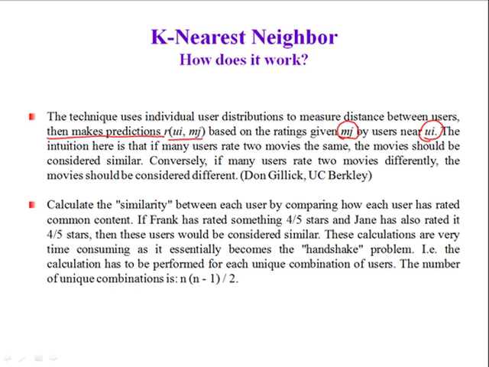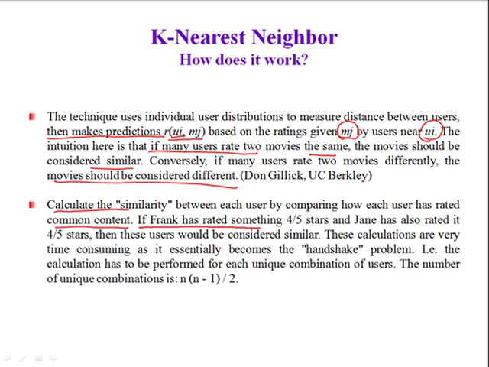Rating of item Mj given by user Ui. The intuition here is that if many users rate two movies the same, the movies should be considered similar. Conversely, if many users rate two movies differently, the movies should be considered different. Calculate the similarity between each user by comparing how each user has rated common content.